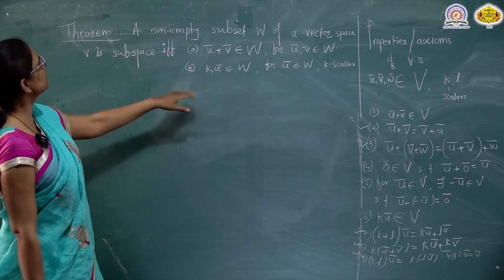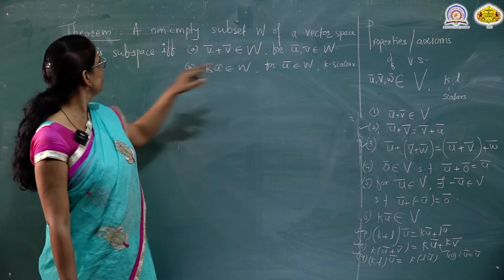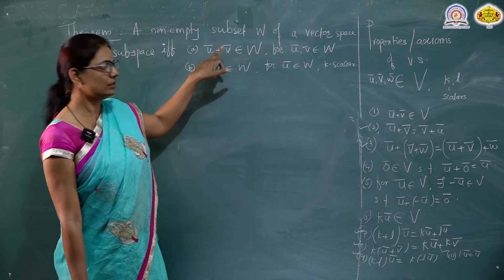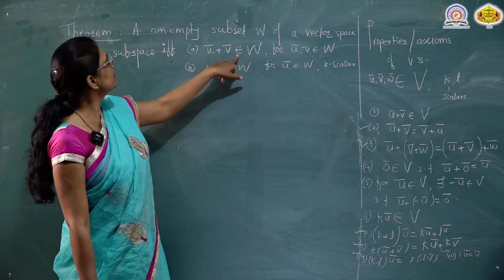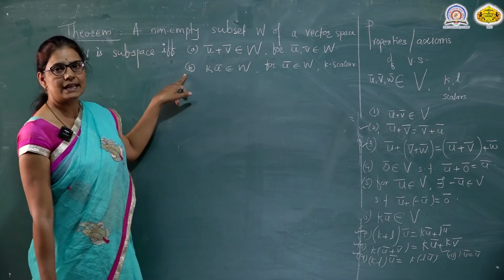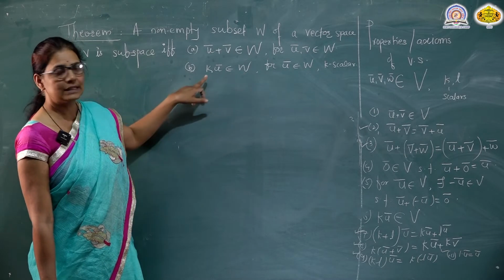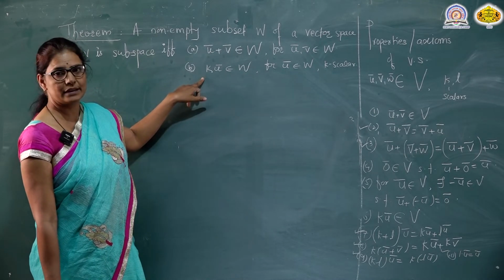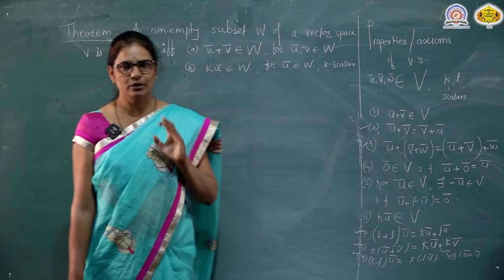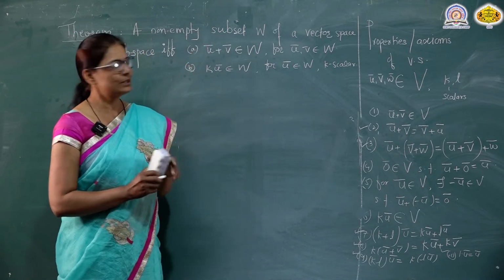So this is a theorem related to subspace. A non-empty subset W of a vector space V is a subspace if and only if it is closed for addition, that is U bar plus V bar belongs to W for all U bar and V bar belonging to W, and the second condition is K U bar belongs to W, that is W is closed for scalar multiplication, if K is a scalar and U bar is an element of W. Okay, now let us prove this theorem first.